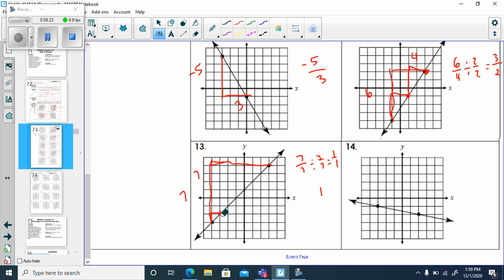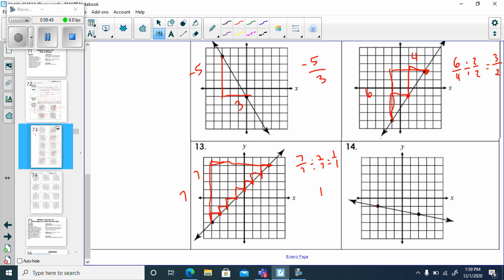Hit a grid line. Hit the line. Up 1 over 1. Hit the line. In each case, I'm hitting it up 1 over 1. See, all these points are on the line. Up 1 and over 1. See, in every case, this is on the line. My slope is simply 1. For each 1 I go up, I go over 1.